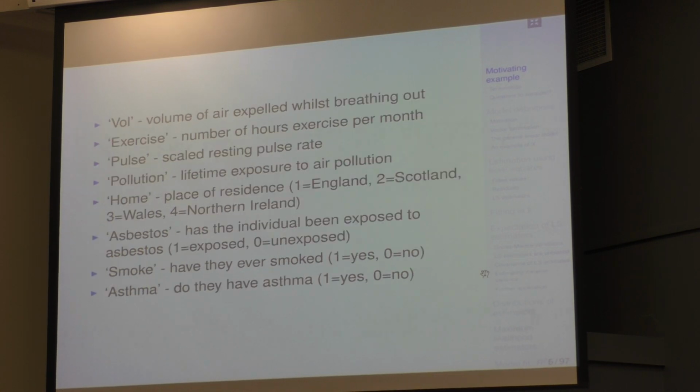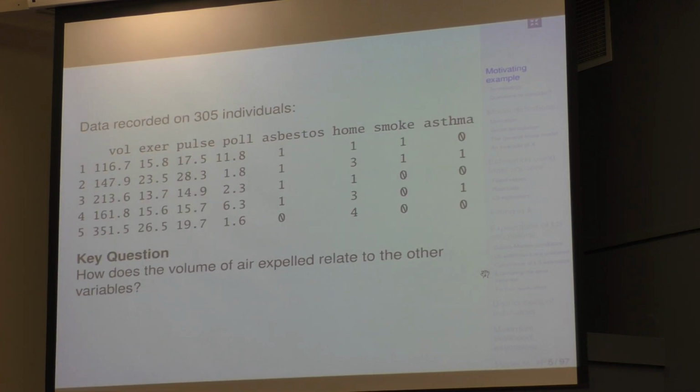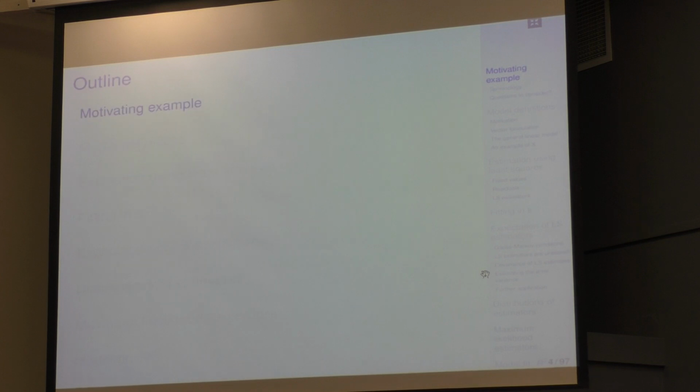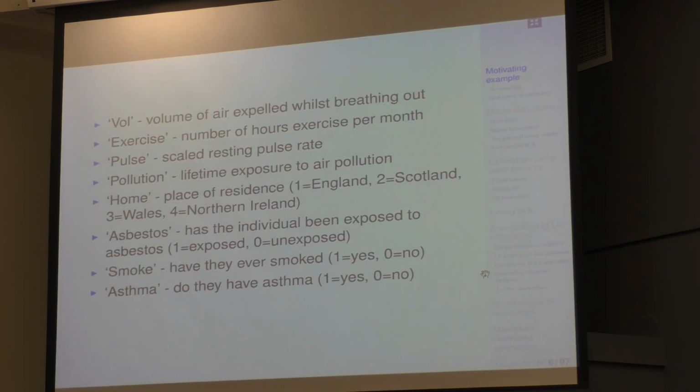The pol is the pollution. So it is the lifetime exposure of that person to air pollution. And then you have some other variables, the 4 variables, which are the asbestos exposure. Again, that is expected to affect breathing, of course. So it's an indicator. We'll call this an indicator variable later on. 1 if it is exposed, 0 if it's not exposed.